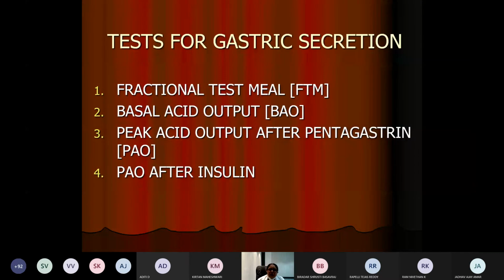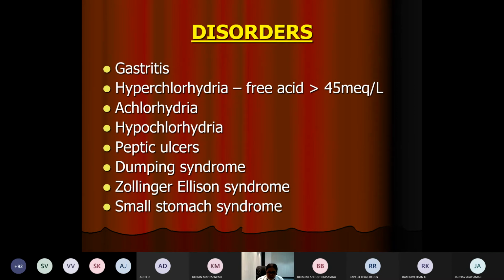Tests for gastric secretion: the fractional test with basal acid output, peak acid output (PAO) after pentagastrin, and after insulin. Disorders, applied physiology or the disorder itself, is a 3 marks question.